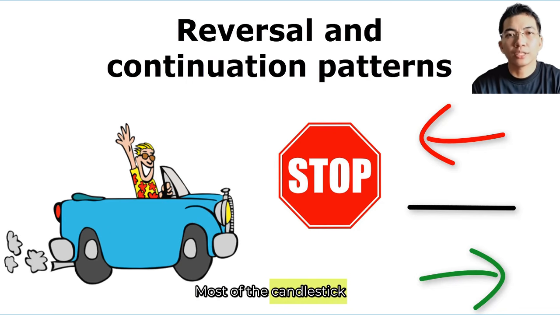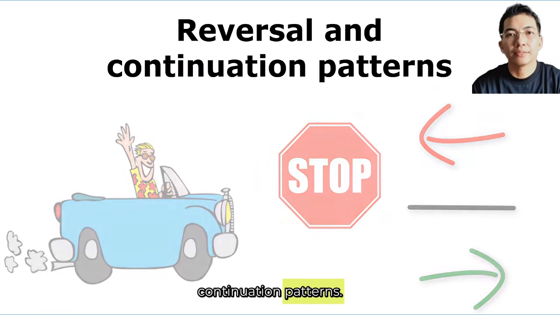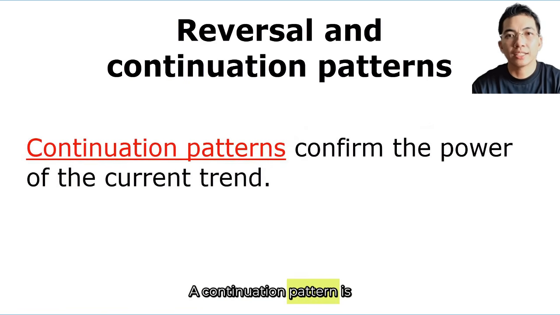Most of the candlesticks that we are going to analyze in this course will be reversal patterns, but we also have another category, the continuation patterns. A continuation pattern is one in which the market should continue in the same direction, so it should confirm the power of the current trend. For instance, a continuation signal following a rally means that the trend remains up, and we should expect that the buyers will continue to push the price up.